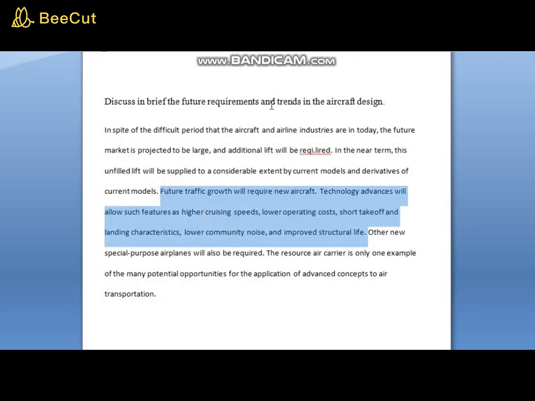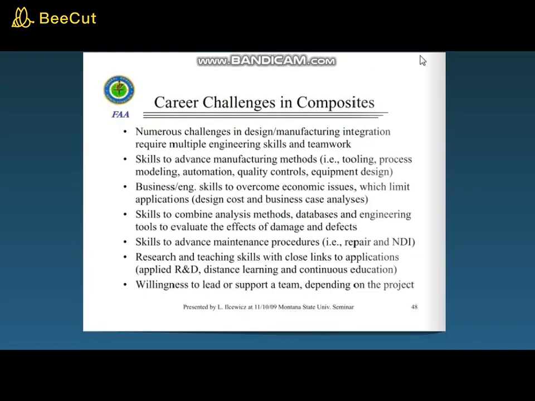So the future requirements to be addressed are: technology advances will allow features like higher cruising speeds, operating cost should be less, and there should be short takeoff and landing characteristics to avoid lengthy runways, lower community noise and improved structural life. This is basically the future requirements and trends in aircraft design. More can be seen over here.